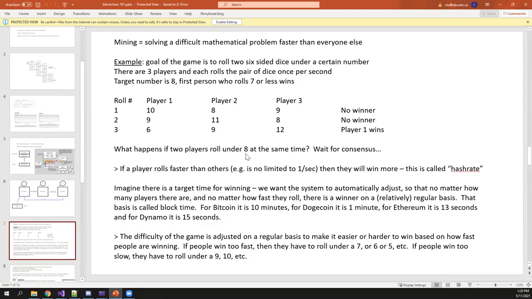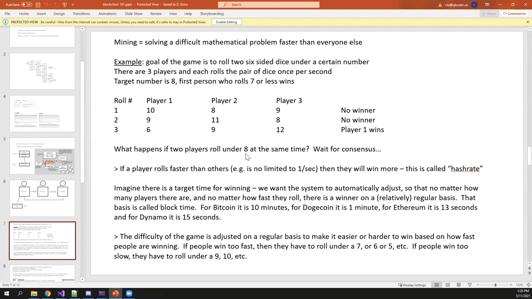So the idea is you adjust the difficulty of the game so that no matter how many people are playing and no matter how fast they're rolling, the blocks will get solved at a constant rate, right? So Bitcoin has a target time of 10 minutes, right? Dogecoin is 1 minute, Ethereum 13 seconds, and for Dynamo, I set it at 15 seconds, right?